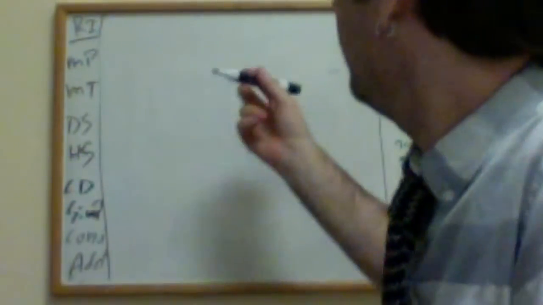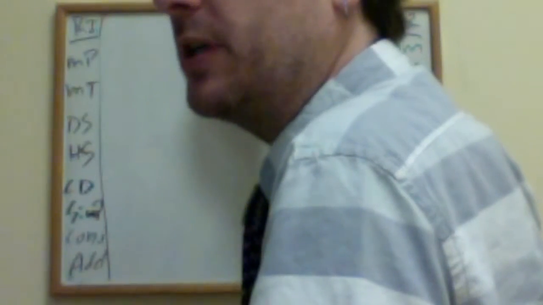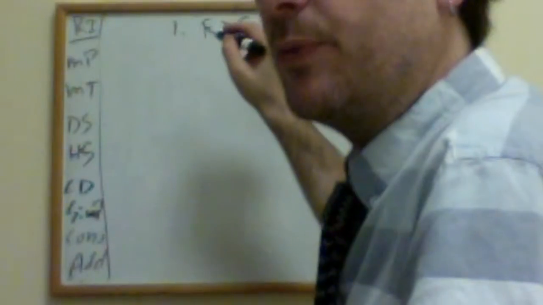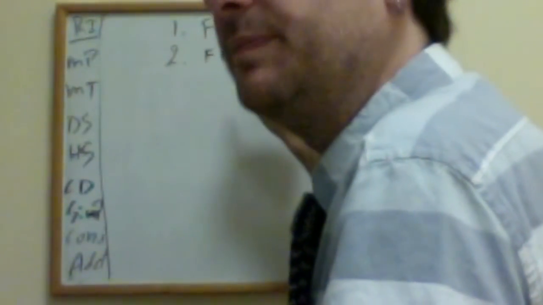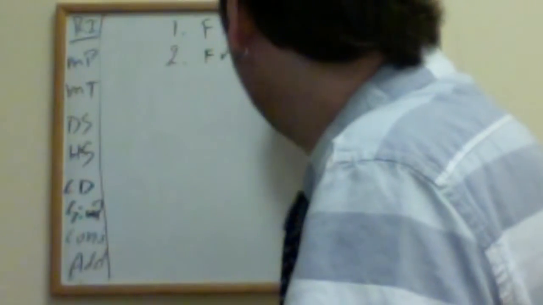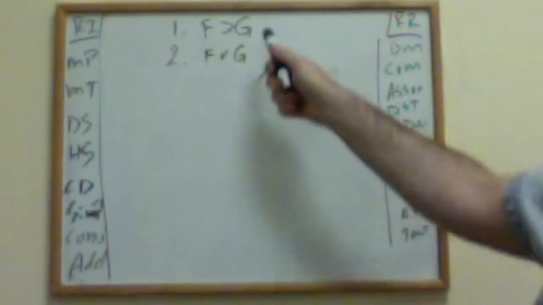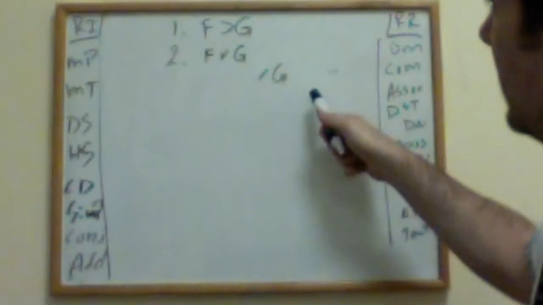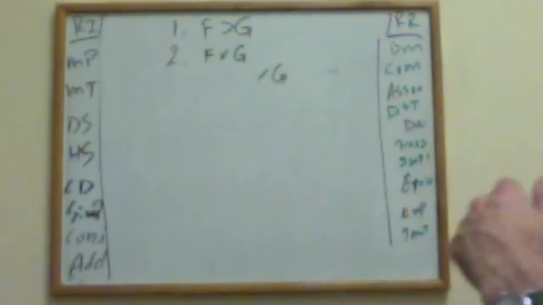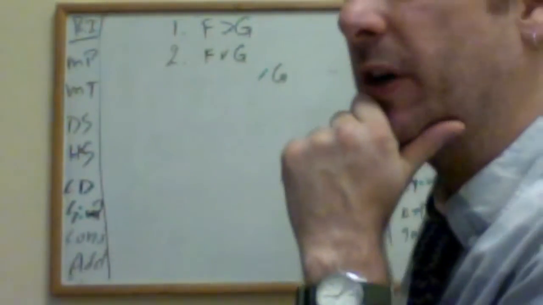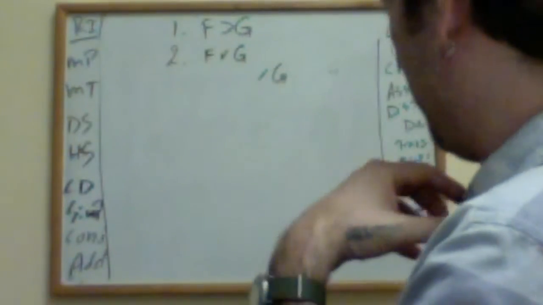Let's try another one just to illustrate how to manipulate these symbols. This one's from the book. So it says F horseshoe G. That's one of our premises. Our second premise is F wedge G. Our conclusion is therefore G. So we need to figure out some way to connect up here so that we can get G from our conclusion. And let's see how we do that.